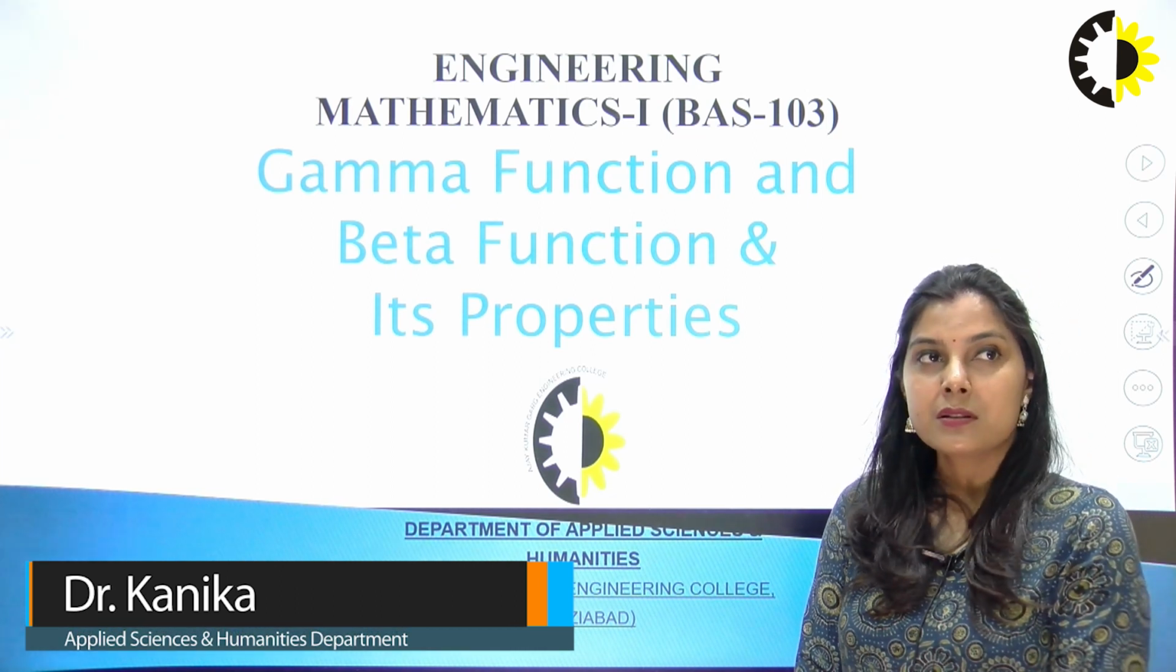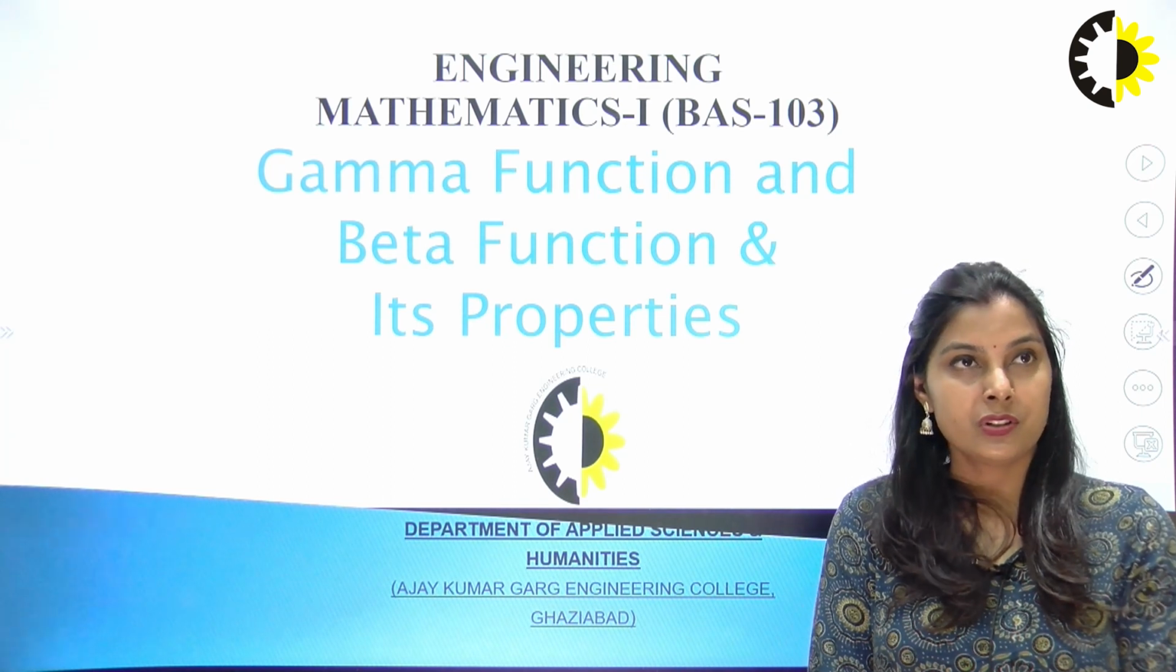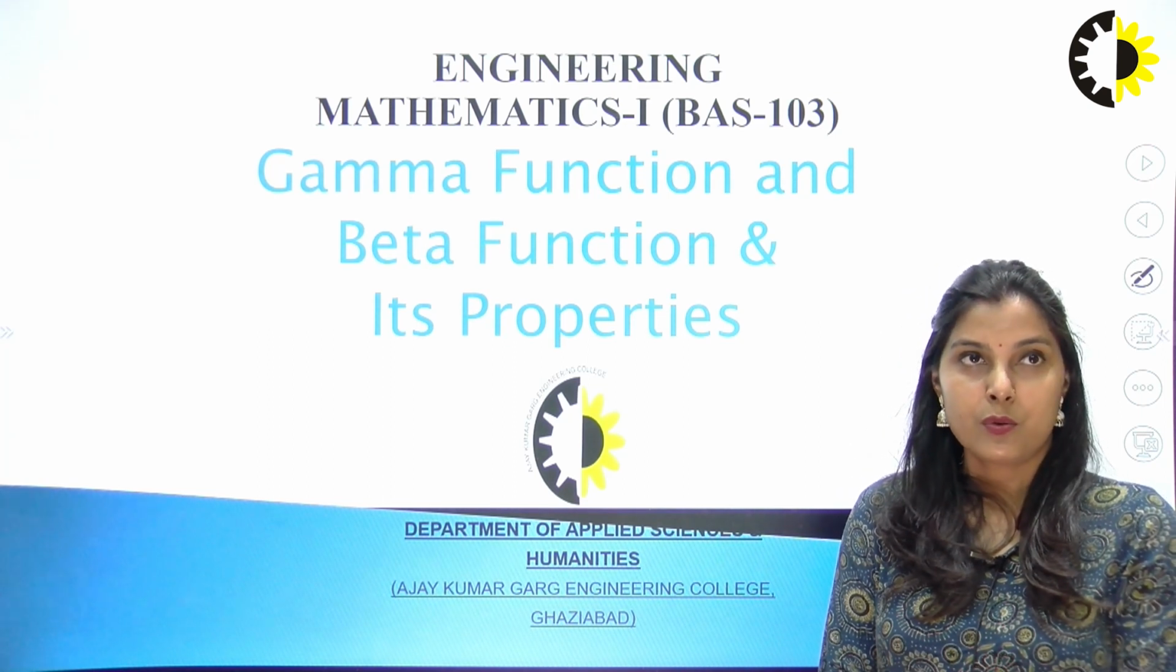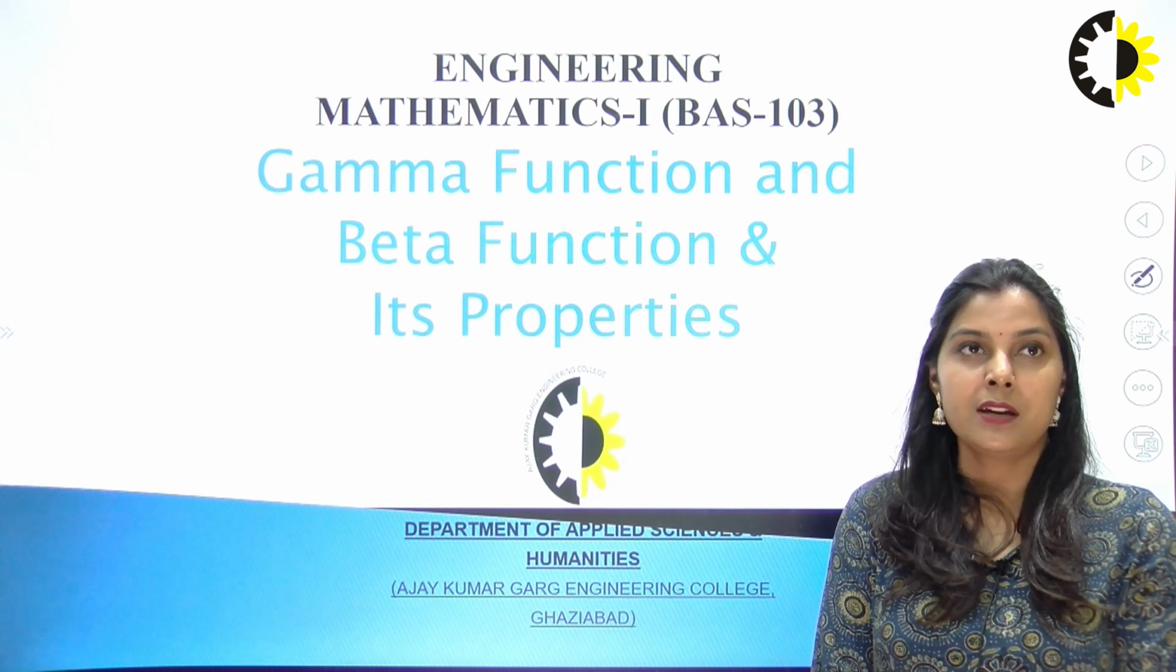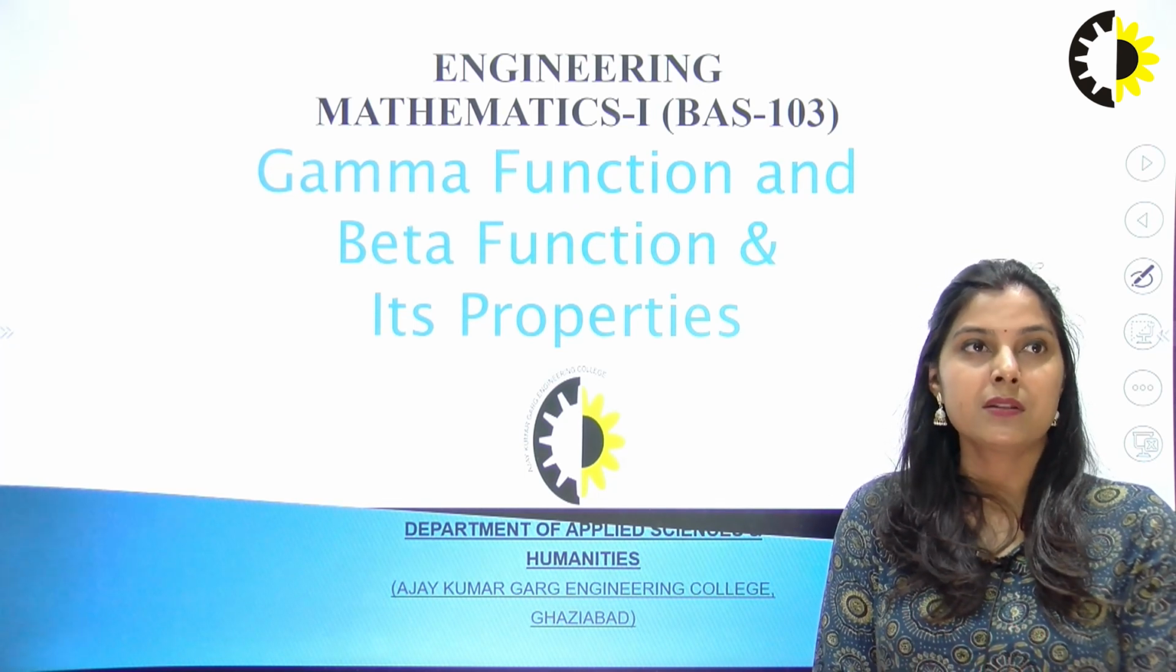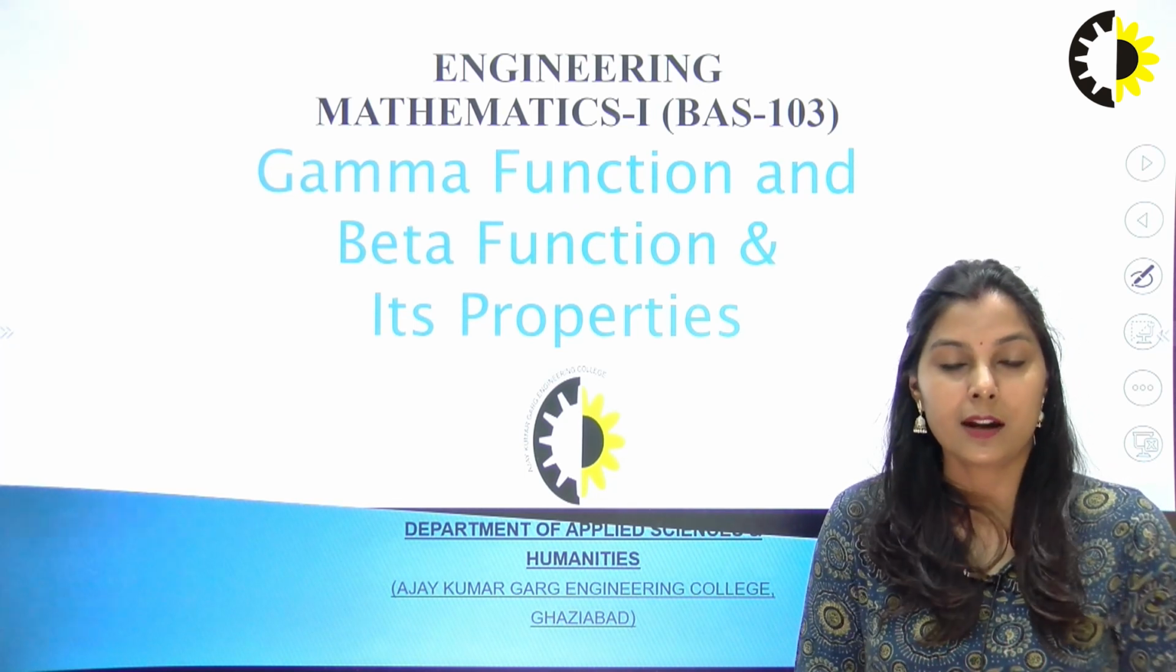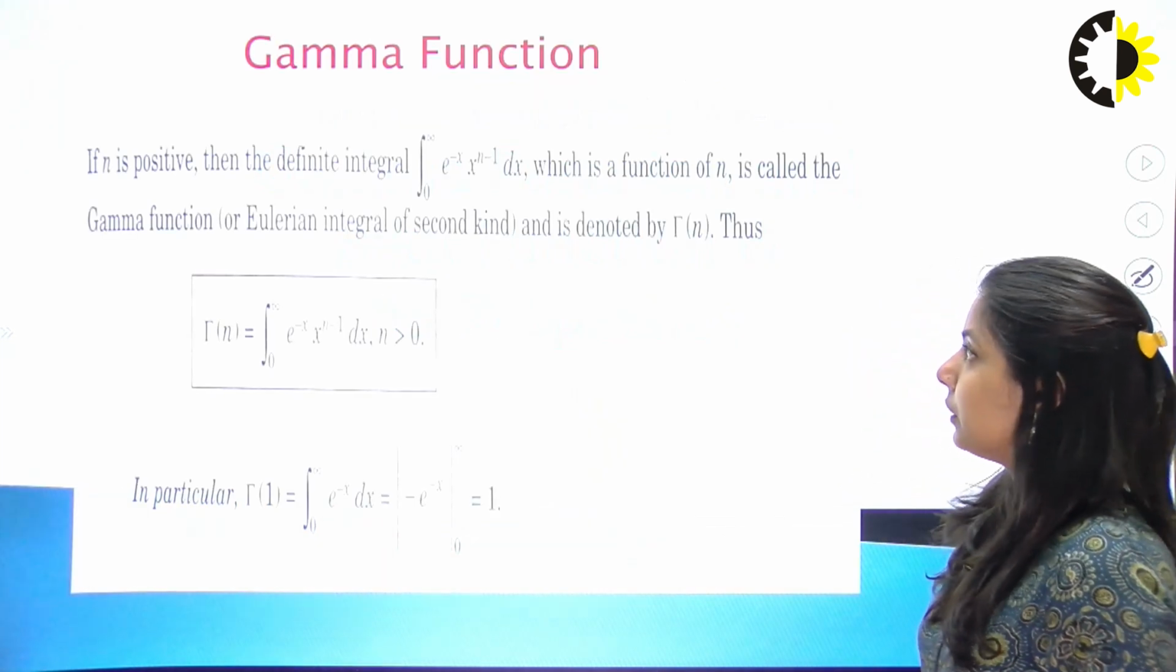Today I am discussing the topic of engineering mathematics. The code of the subject is BAS 103 and the topic is gamma function and beta function and the properties of gamma and beta function.